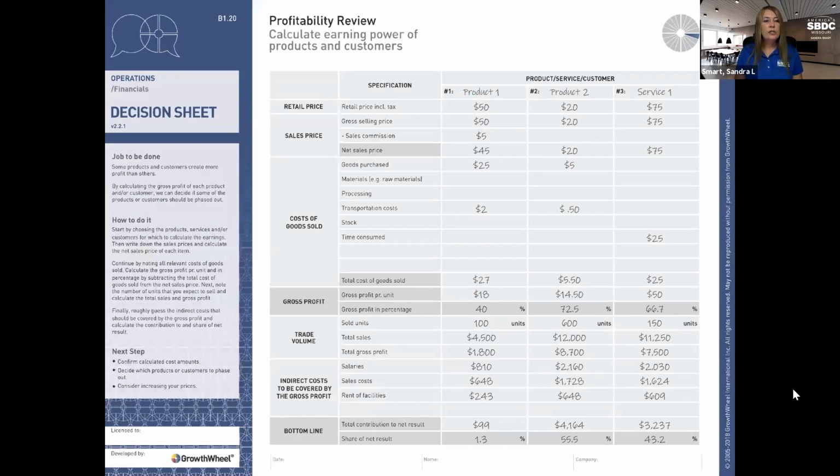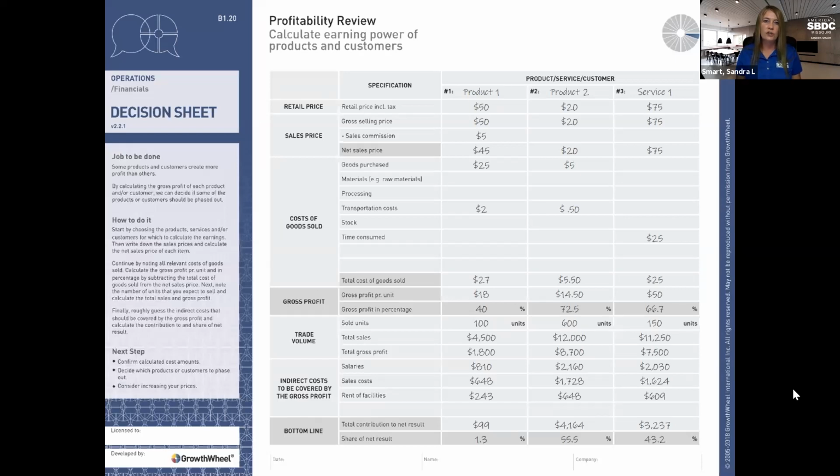One of the decision sheets from Growth Wheel has to do with that profitability review, really looking at the products that you offer, your services, or your customers, and understanding the earning power of those customers. What are they, the product, service, or customer, what are they bringing to the company? This is just an example that has 2 different products and a service from a dummy company, basically, where you're really going through and looking at what that sales price is.